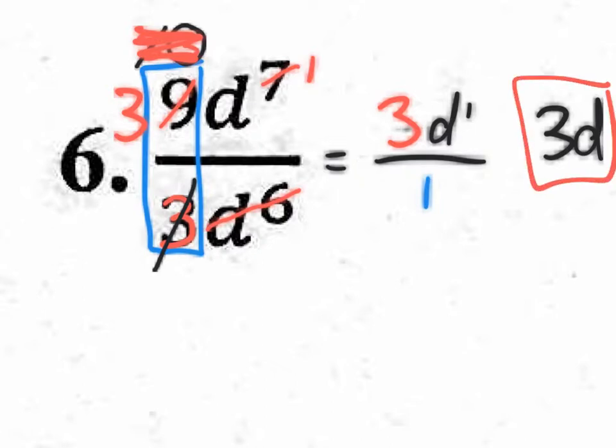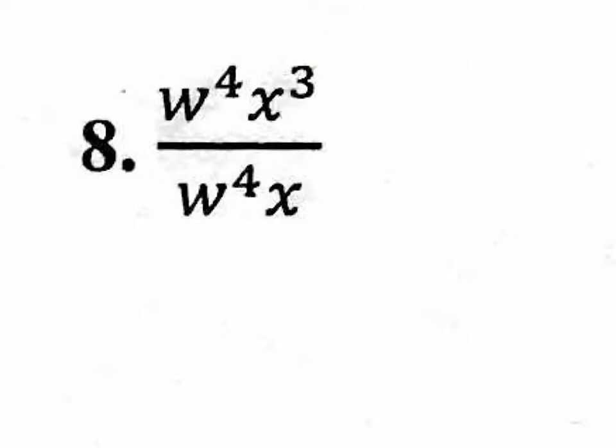Let's move on to number 8. It's all about canceling. There's 4 W's up on top. Those completely cancel out with the 4 that are on the bottom. There is 1 X on the bottom that completely cancels out with one of these, and there's really 3 up on top. So if 1 cancels with one of the 3, you will have 2 left.